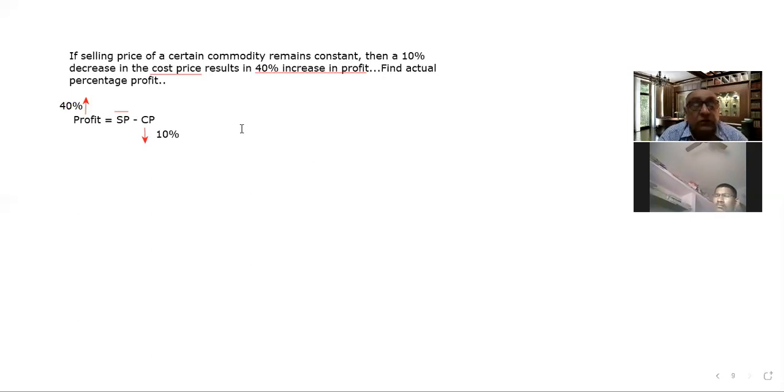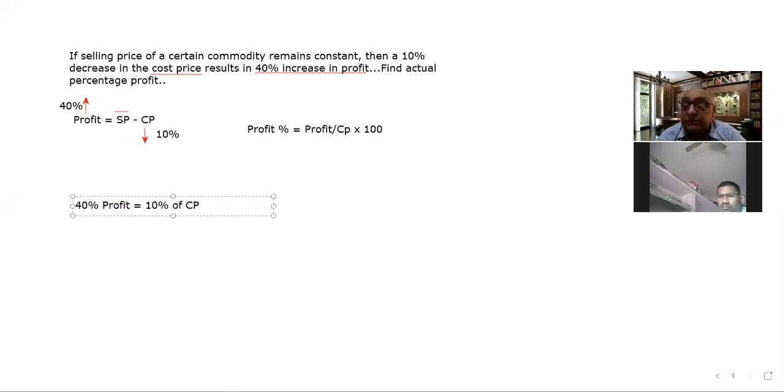Now we know that profit percent is equal to the profit divided by the cost price, multiplied by 100. This is what we take to find the profit. So in this question, profit percent is 40%. Let me take it that 40% of profit is equal to 10% of the cost price.